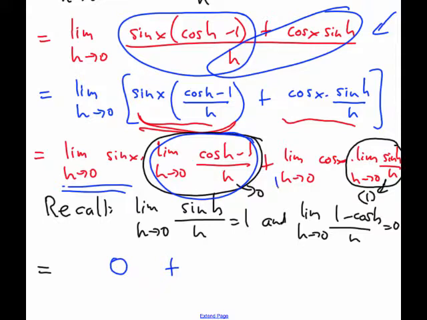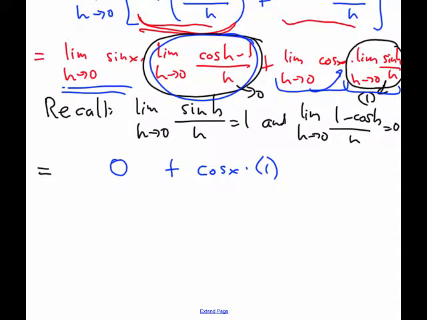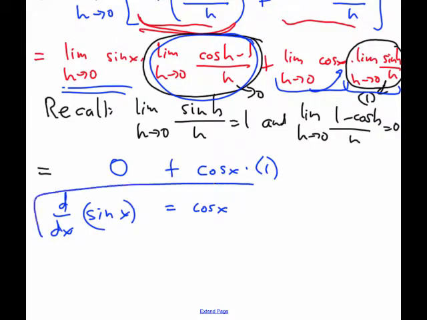And over here, I'm going to have the limit as h goes to 0 of cosine x. Well, h going to 0 is not going to affect cosine x, so that's going to continue to be cosine x times this limit of 1. And so we're evaluating this limit to come out to be cosine x. And of course, we have then shown that the derivative of sine x is, in fact, cosine x.